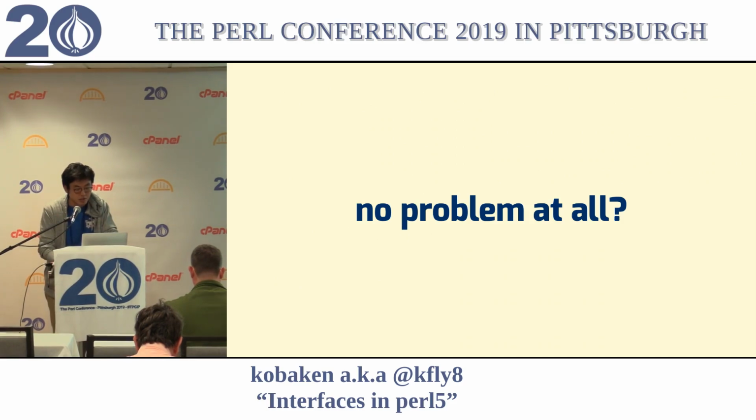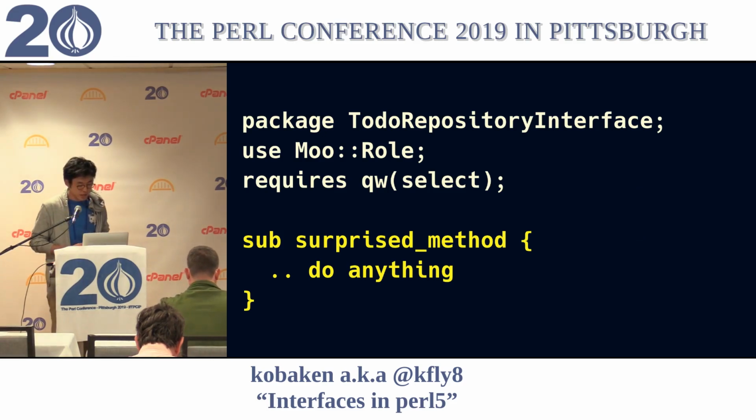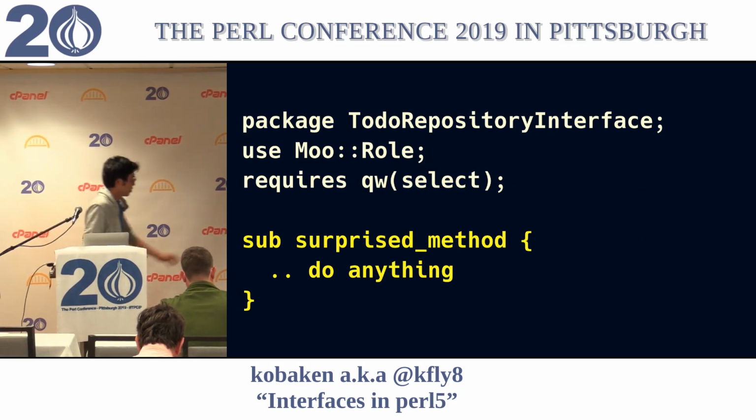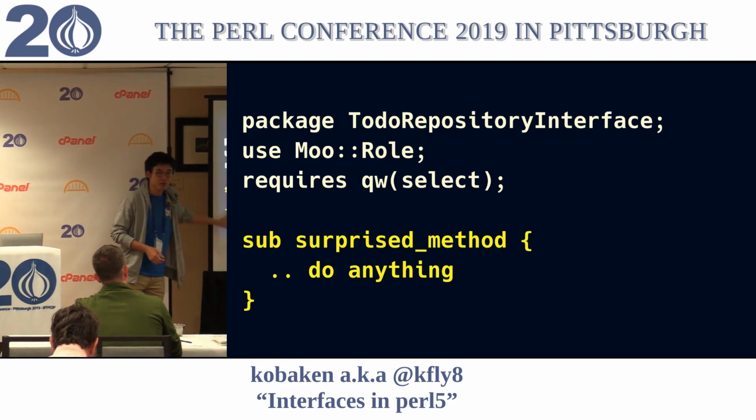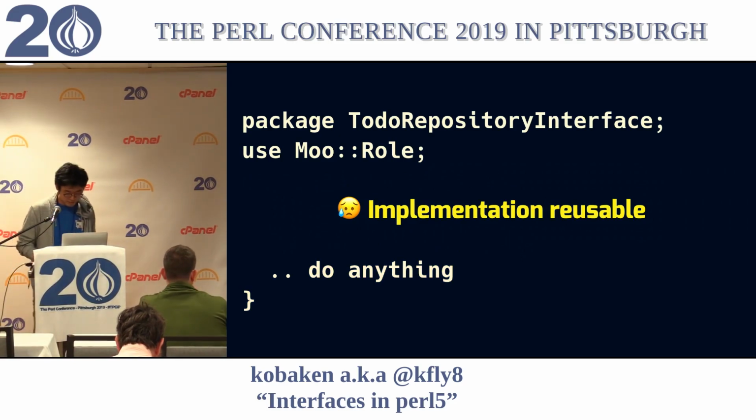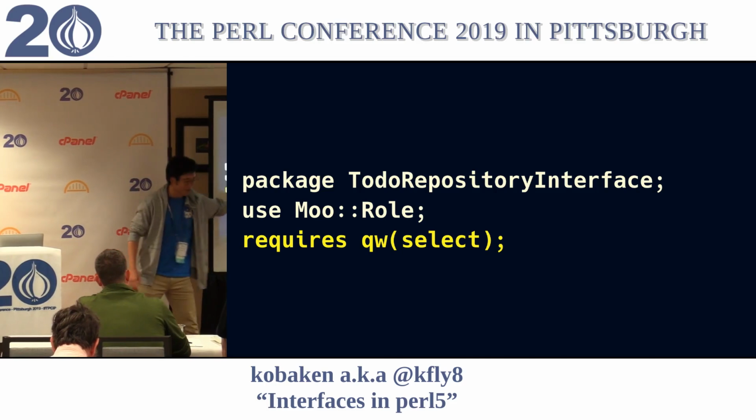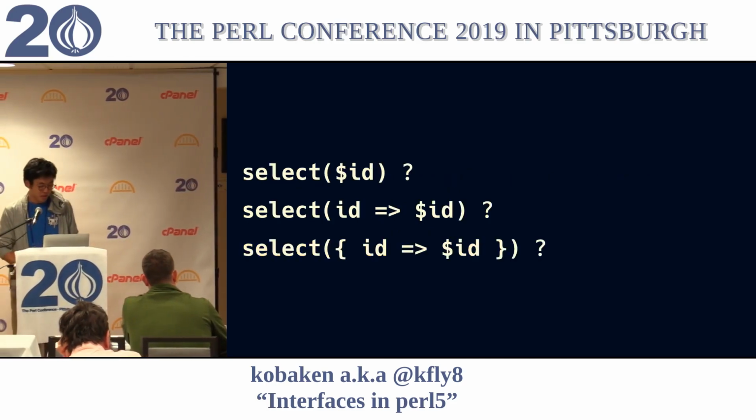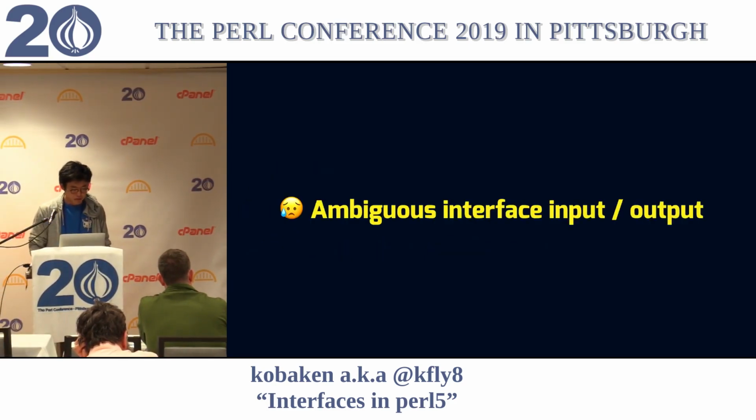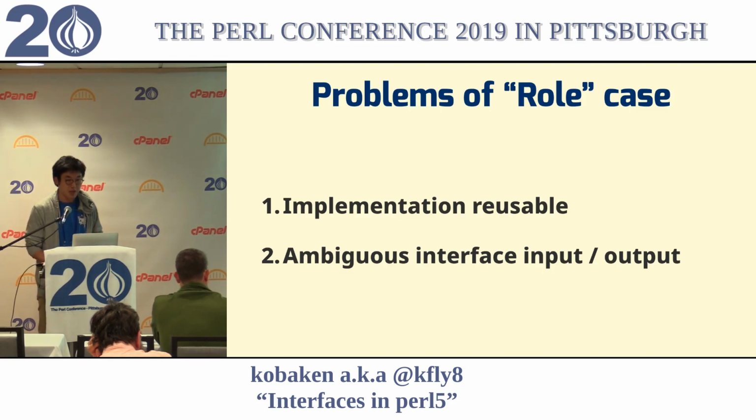In this case, is there no problem at all? I think there is. Role can reuse the implementation. Role and this implementation can be reused. So role has too many features as an interface. Next, I think the definition of the interface is poor. Ambiguous input, ambiguous output. So, ambiguous interface. In summary, there are 2 problems in the role case.